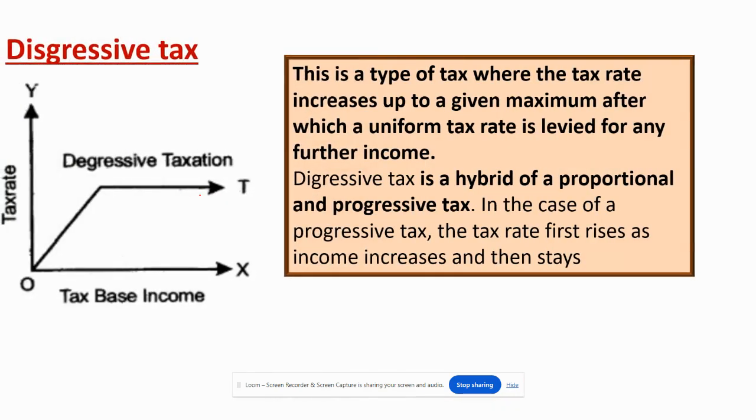And then we have digressive tax. Digressive tax is whereby the tax rate increases up to a given maximum, after which a uniform tax rate is levied for any further income. So digressive tax is a hybrid of proportional and progressive tax. In the case of progressive tax, the tax rate first rises as income increases and then it stays. As we can see from this graph, the tax increases to a certain level, then goes flat. So it's a combination of proportional tax and progressive tax.